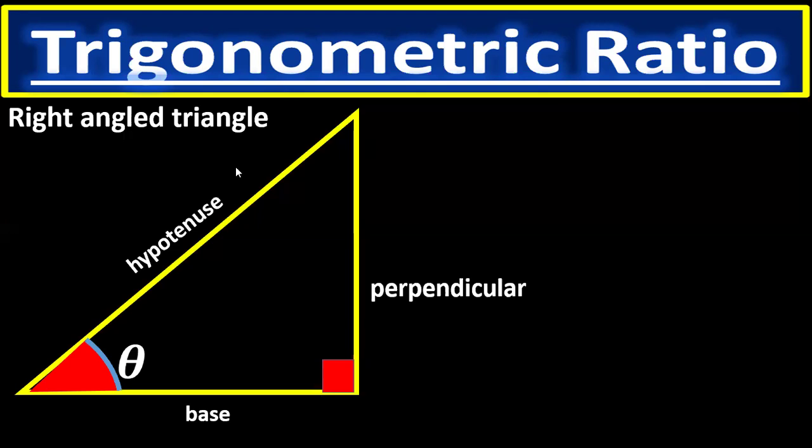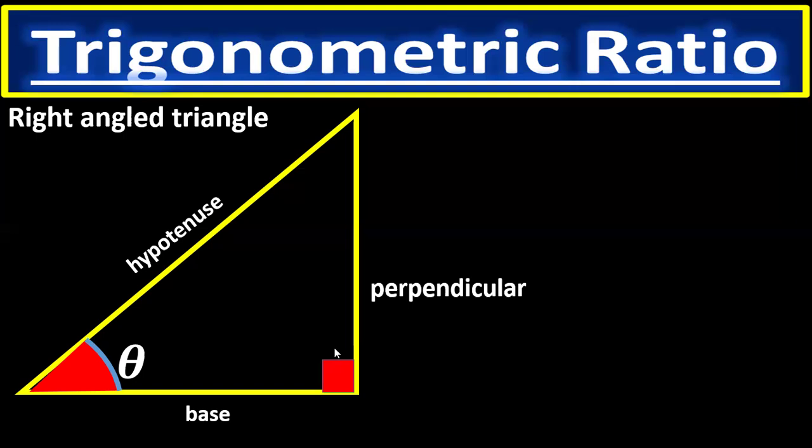Today I will explain the trigonometric ratios related to the right angle triangle. What type of triangle is called a right angle triangle? If a triangle has one angle of 90 degrees, then that triangle is called a right angle triangle.